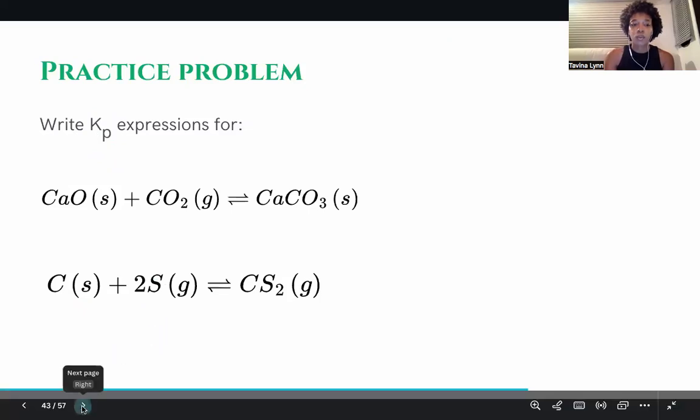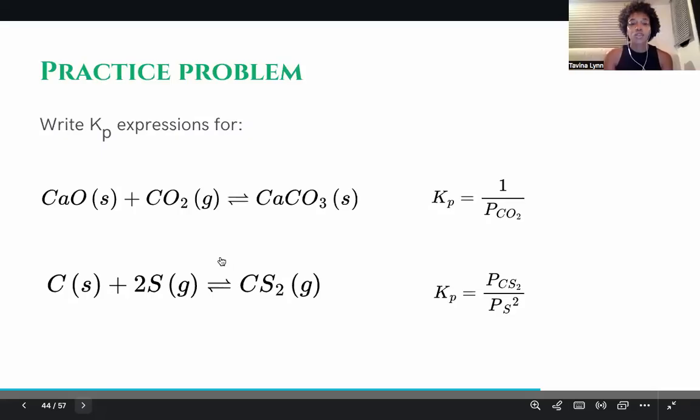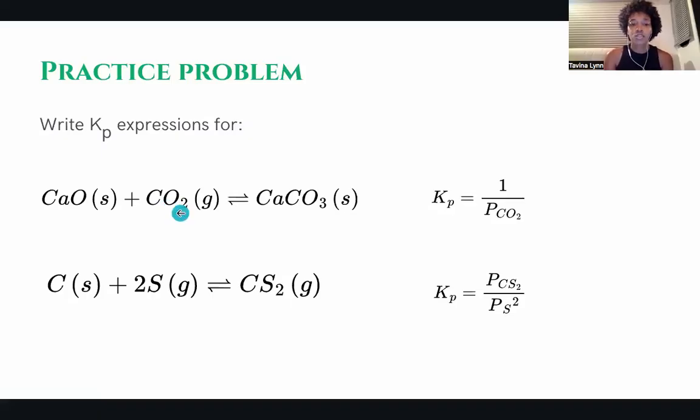So we have the following expressions. So notice for this first one, we have a solid and a gas as our two reactants that form a solid. And recall, for our equilibrium constant expressions, both our reaction quotient and equilibrium constant K, we do not include solids or liquids in our expression. So this is why we have one here for this first one. So solids are represented as one.